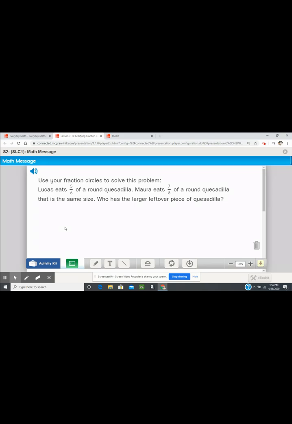It says, use fraction circles to solve this problem. Lucas eats 5/6 of a round quesadilla. Mura eats 7/8 of a round quesadilla. That is the same size. Who has the larger leftover piece of quesadilla? The important part to know is that it is the same size.